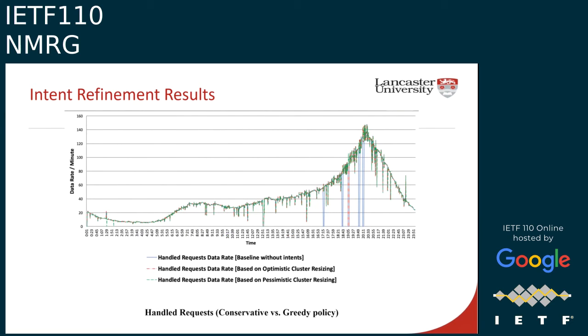So in this figure, we have compared the workload in these three scenarios. With the refined intents, we were able to achieve more workload. Of course, the greedy approach was the best, and then the conservative one, and the last, of course, was the baseline, which is a no intent scenario.